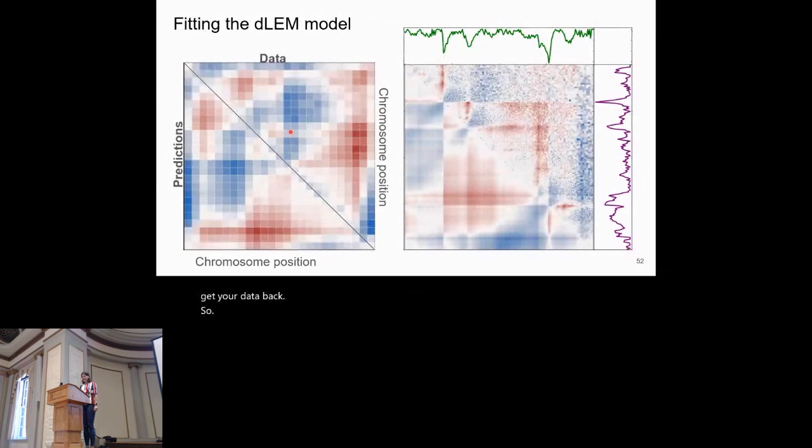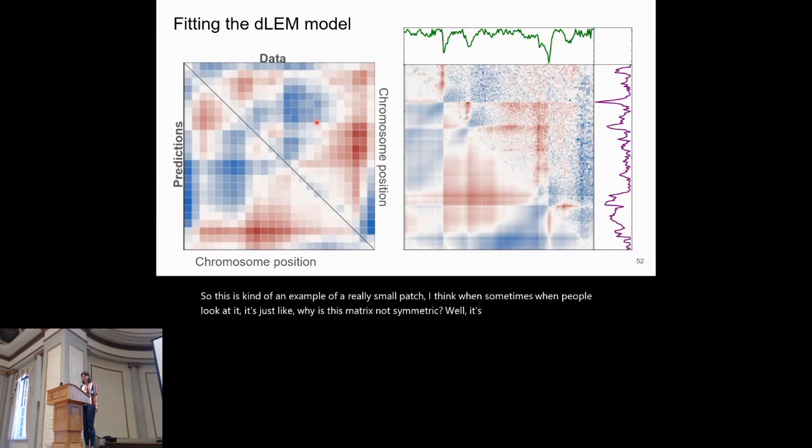This is an example of a really small patch. I think sometimes when people look at it, they ask, why is this matrix not symmetric? Well, it's not supposed to be symmetric. This is the data, and this is the predictions. It's just that in this particular case, they look so similar that you might think I'm trying to show you a symmetric matrix and I messed it up. No. So this is a very nice small patch.